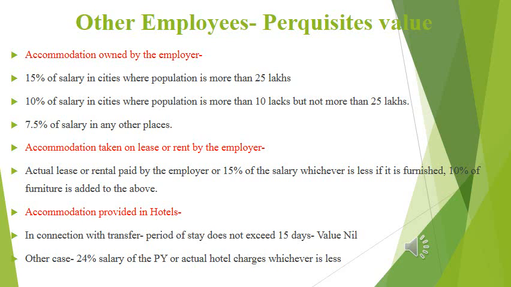Suppose 15% of salary is 1000. Actual rent paid by the employer is 900. What will be the perquisite value? Whichever is less is the perquisite value, which means 900 is the perquisite value.